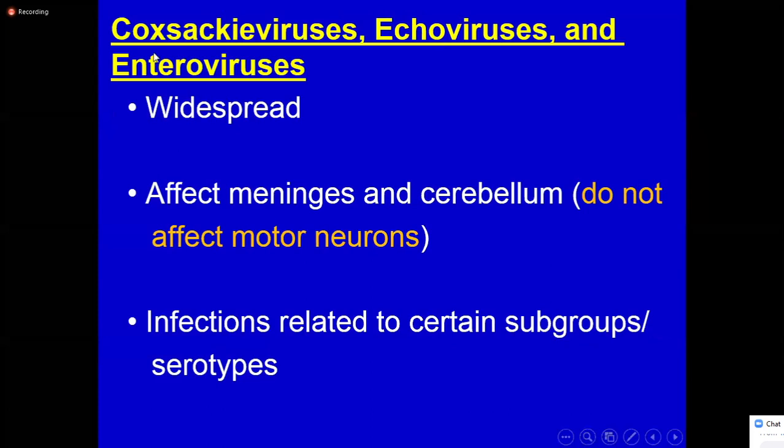Coxsackie, Eco, and Entero. Very important viruses. Widely spread. They can affect the meninges and cerebellum, but do not affect the motor neurons. Remember this point, very important. Infections are related to certain subgroups and serotypes, not all of them. These viruses have many subgroups, many serotypes. So some of them are important in causing these diseases.